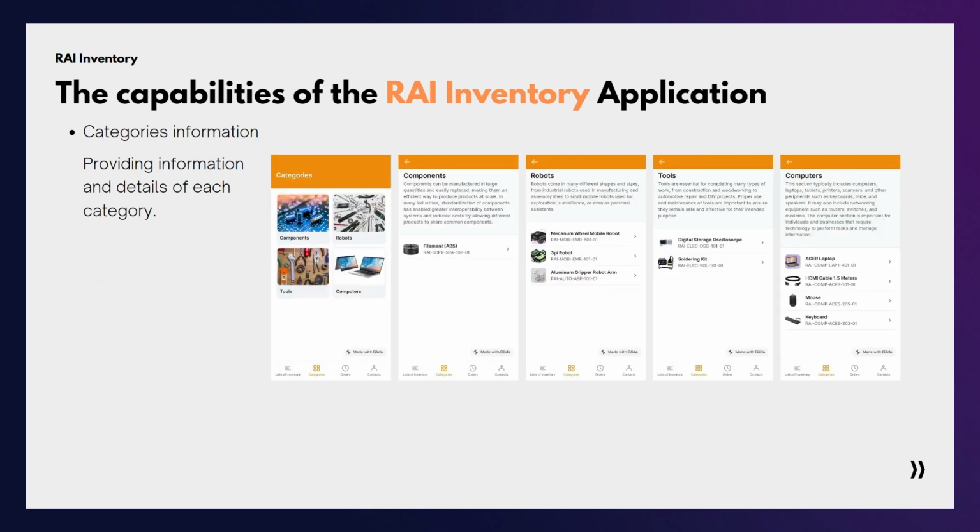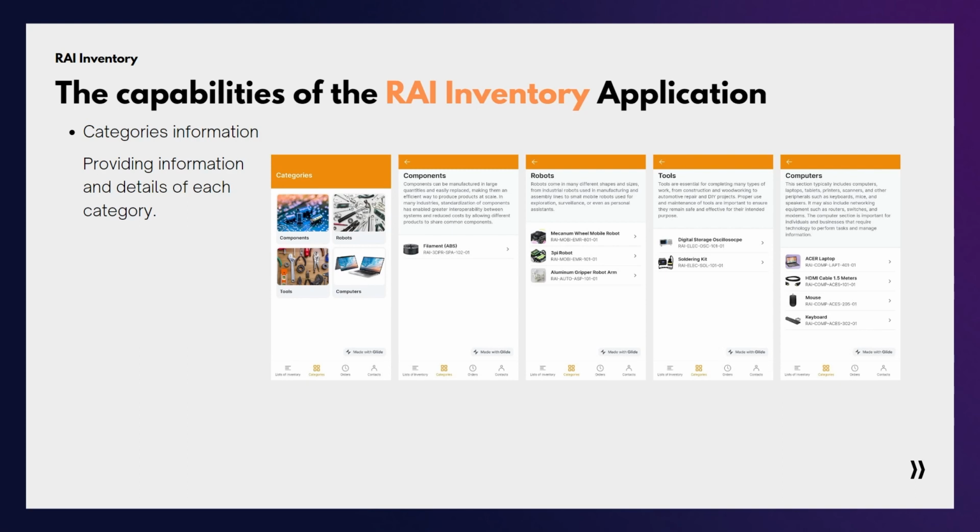Next is the categories information. This provides information and detail of each category. You can see there are four main categories which we simplified to these four. There are components, robots, tools, and computers. You can see the information of each category.